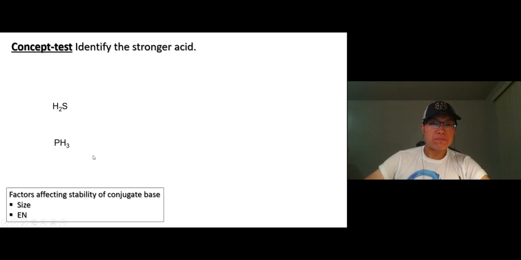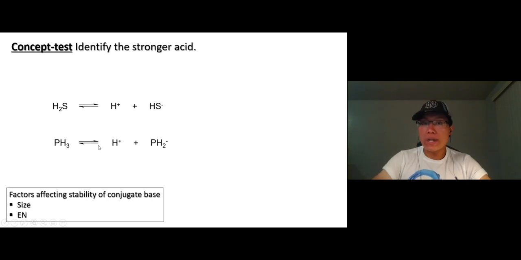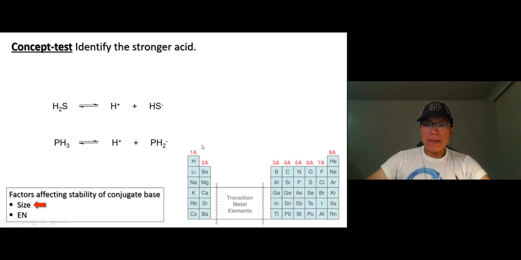phosphine, PH3. Well, first thing, draw out the conjugate base. Let's see what the conjugate base looks like. Always do that. So I have a negative charge on sulfur and a negative charge on phosphorus. Start with the size. Do they have the same size though? If you look at the periodic table, yes, they have a similar size on the same period. So size doesn't matter for these two.